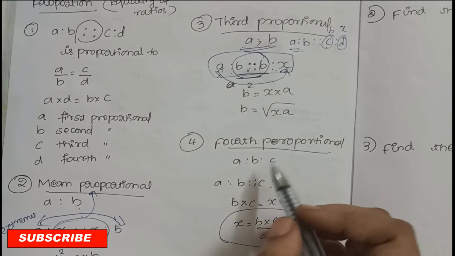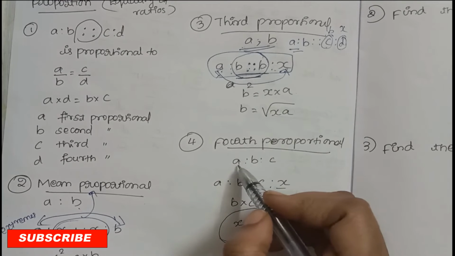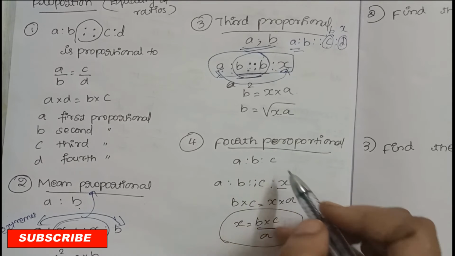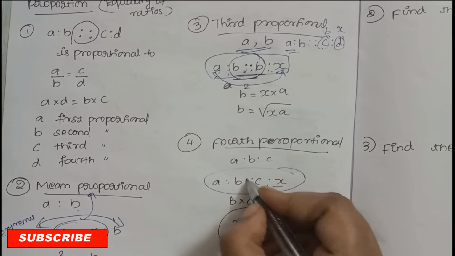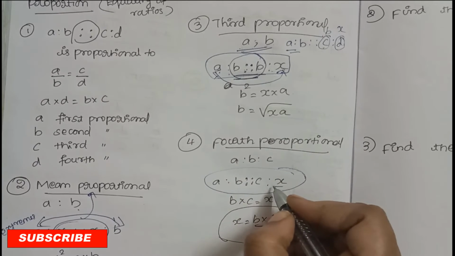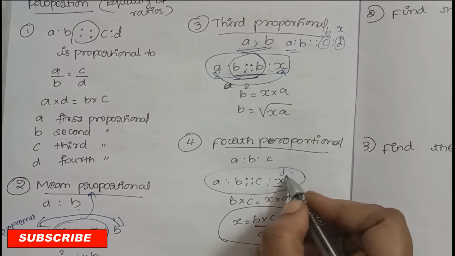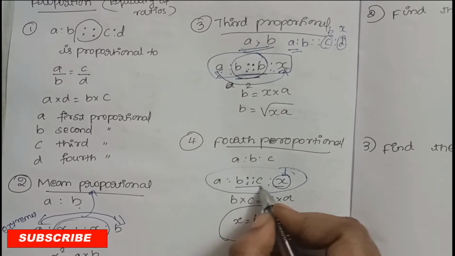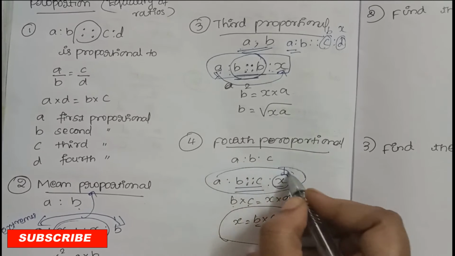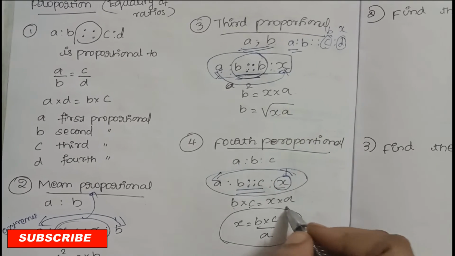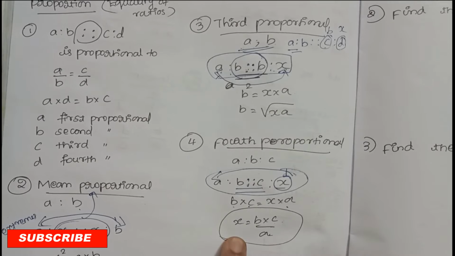Fourth proportional. If you want to get the fourth proportional of A, B, C, then it can be written in the general form A is to B is proportional to C is to D. We have to find the fourth proportional. So D can be written as X. Multiply the means, B into C is equal to multiply the extremes, A into X. So X is equal to B into C divided by A.